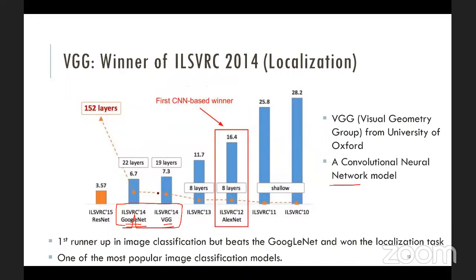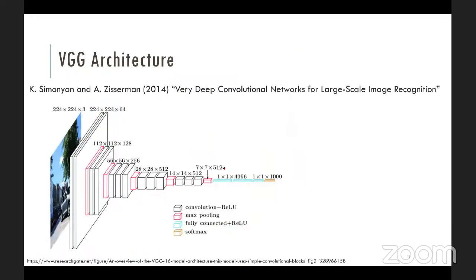So let us see some of the details of this VGG architecture. You can refer to this paper: Very Deep Convolutional Networks for Large Scale Image Recognition. Here you can see your picture is 224 cross 224 cross 3, and these are the various layers. In the first layer you are using 64 filters, in the second layer 128 filters, in the third layer 256 filters, and in the fourth layer 512 filters. So as you move forward, you are increasing the number of filters.